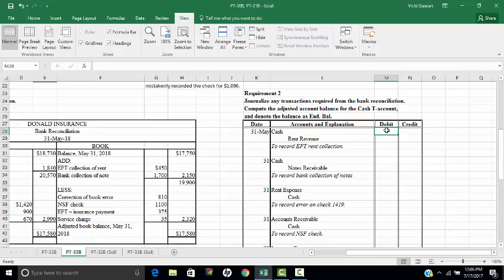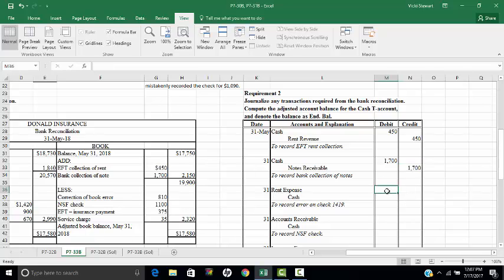So the first entry we're going to make is to record the collection of the rent. So we will debit cash for $450, and we will credit rent revenue for $450, and that will get that amount in our books. We're going to debit cash for the note that was collected, $1,700, and we're going to credit notes receivable for $1,700 to show that collection of that note.